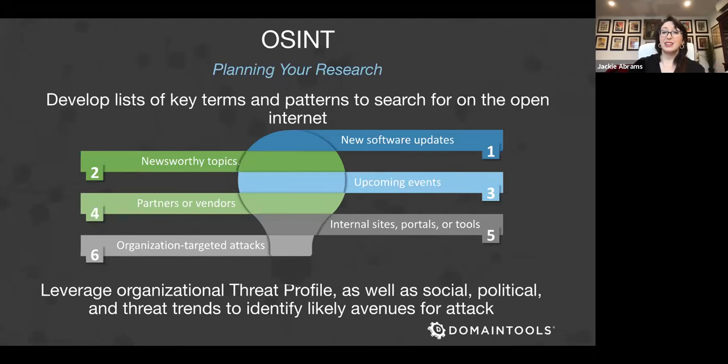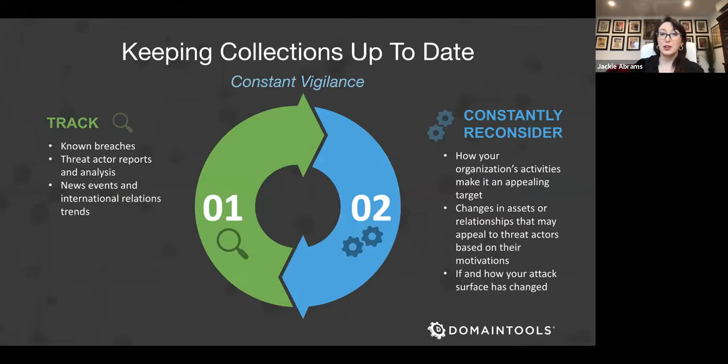And just as a heads up, when you're looking for sources, when you're looking for things to pull in with regard to open source information, look for things like software update alerts, newsworthy topics, big events that are upcoming, any announcements from your partners or vendors, of course, your internal tools and sites, but also attacks targeting organizations within your vertical or within your sector, so that you can identify the ongoing trends and thus the likely avenues for attack.